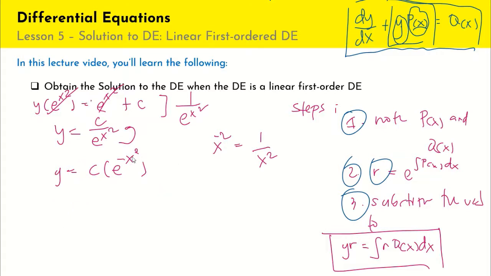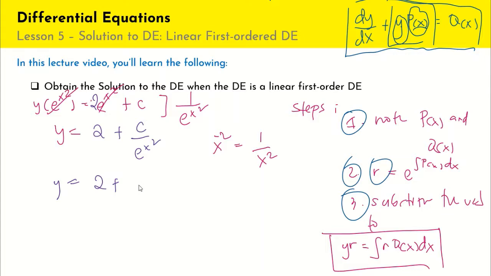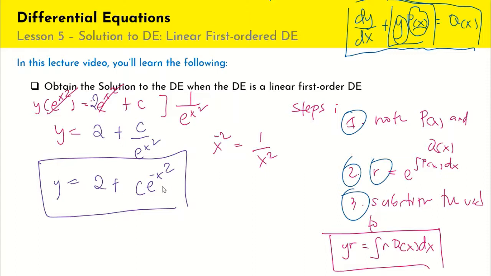So, wait lang. Nagkamali ako. Naiwan pang 2 dito. So, basically, we have 2 plus c e raised to negative x squared. Okay? So, we have y. Final answer is 2 plus c e raised to negative x squared. So, that's the final answer. So, this is the solution to the DE. Okay?